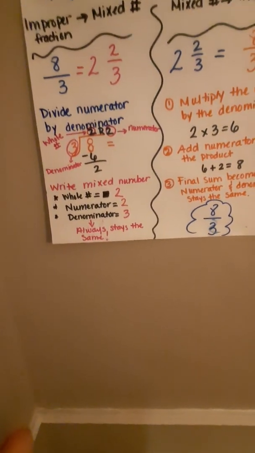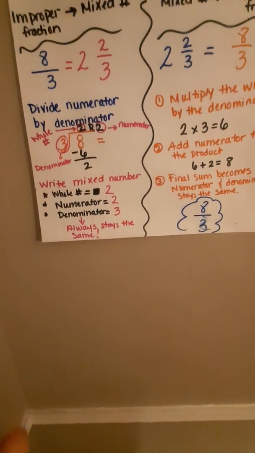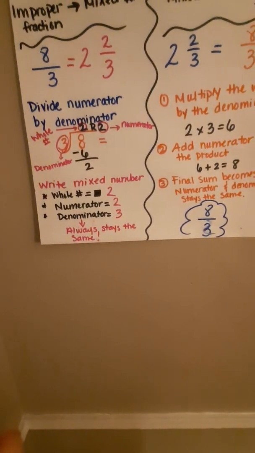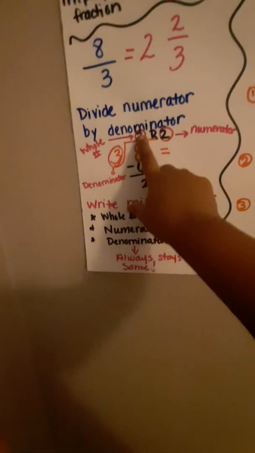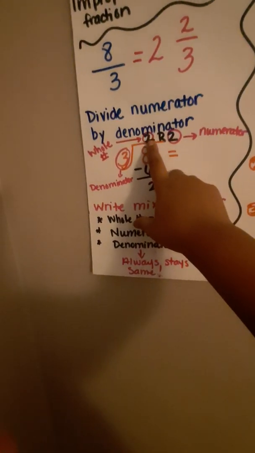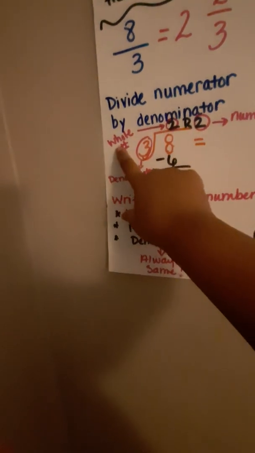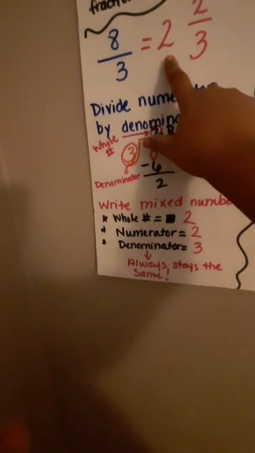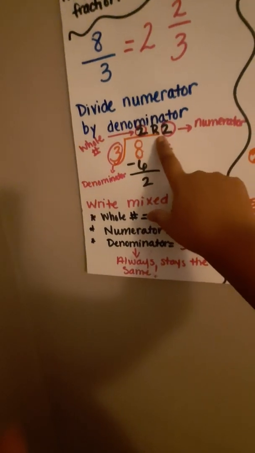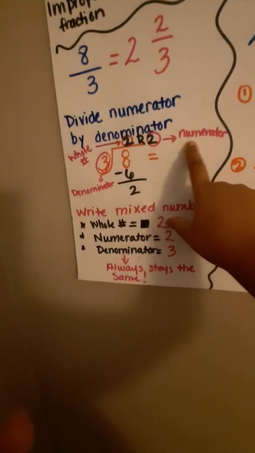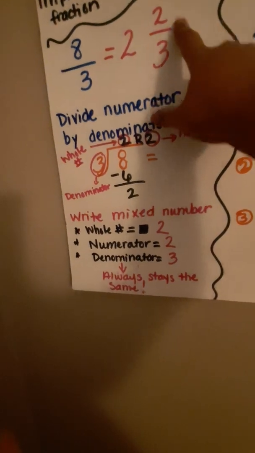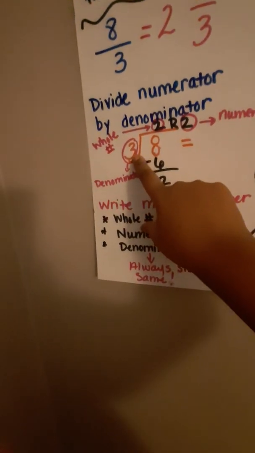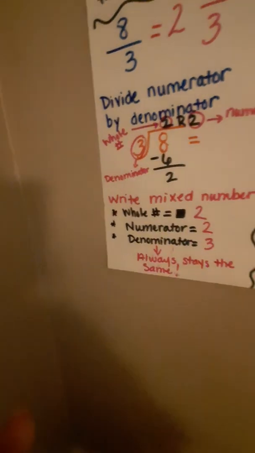After that, we simply write the mixed number. So 3 goes into 8 2 whole times. This 2 becomes our whole number, as you can see. Our remainder becomes our numerator. What's left becomes our numerator, 2. And our denominator always stays the same.